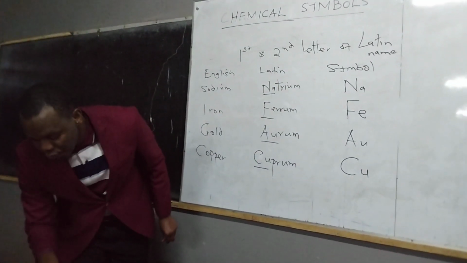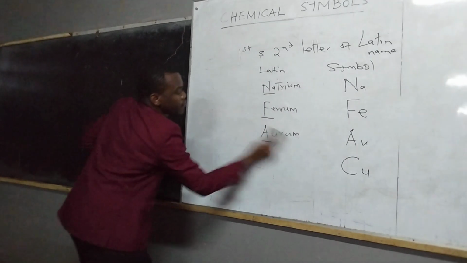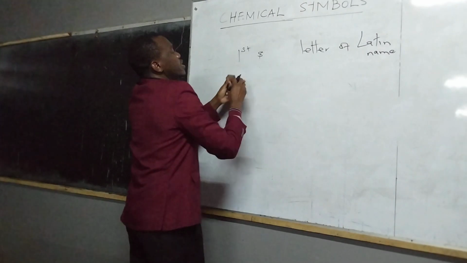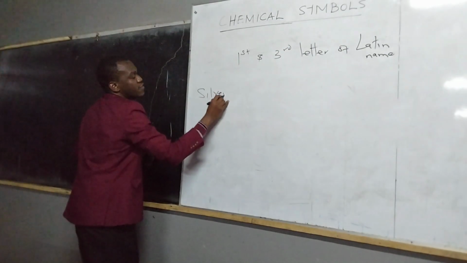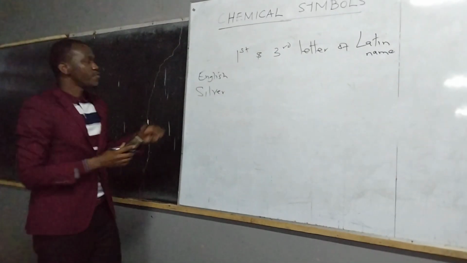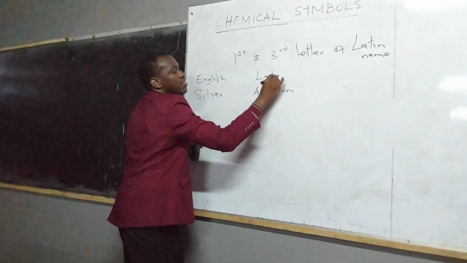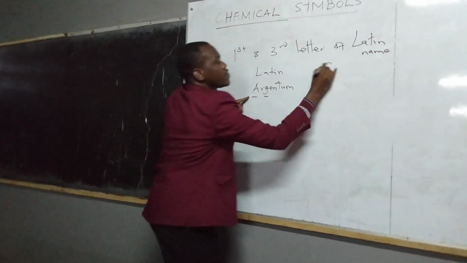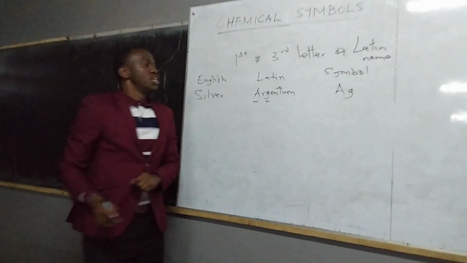Then I want also to look at where you extract the first and the third letter of the Latin name. One example is silver, that is English. The Latin name for silver is called argentum. So we extract the first and the third. The chemical symbol for silver is Ag, like that.